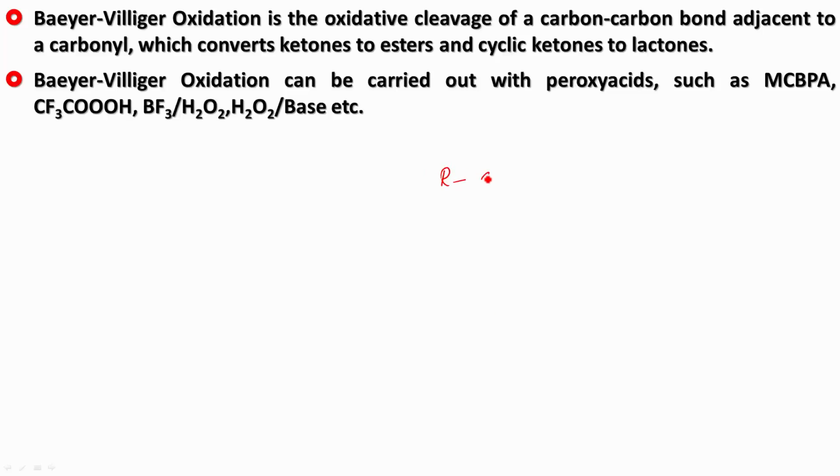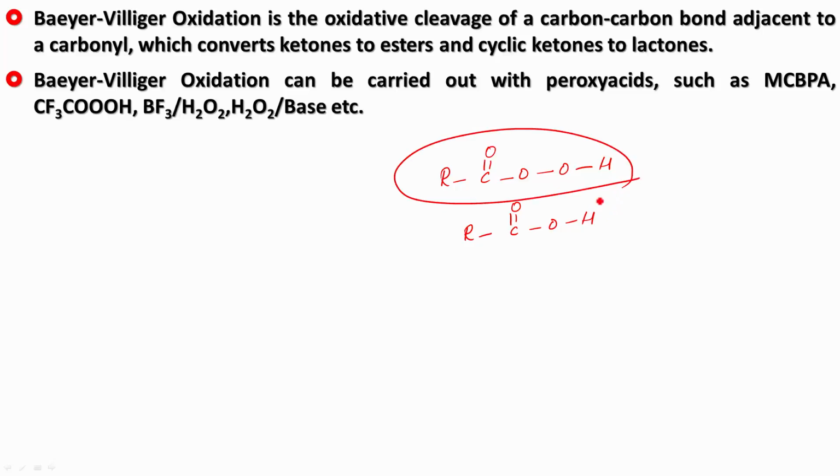A peroxy acid in general is something which has a peroxide linkage. A normal carboxylic acid looks like this. A peroxy acid looks like this. There is another O here. So this is the peroxide linkage of peroxy acids. mCPBA is metachloroperbenzoic acid. So this is metachloro and this is a peroxy acid similar to this part. So it's metachloroperbenzoic acid, and this is trifluoroacetic acid, BF3 with H2O2, H2O2 in the presence of base.